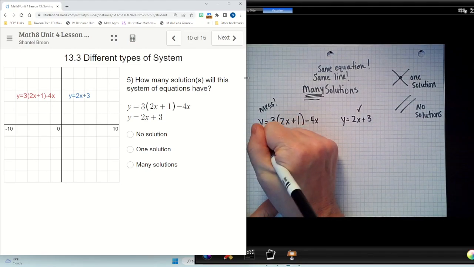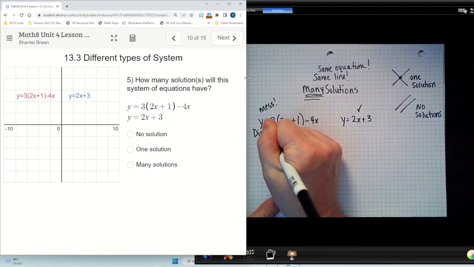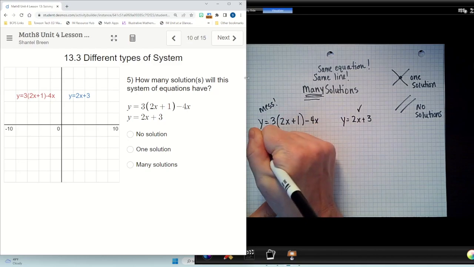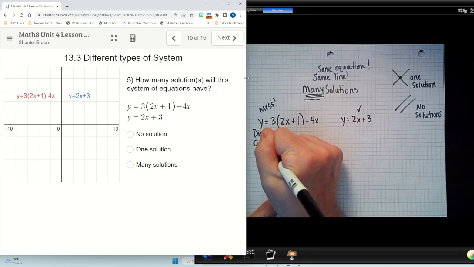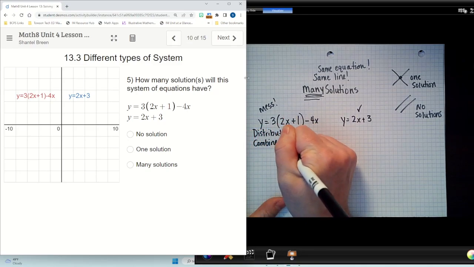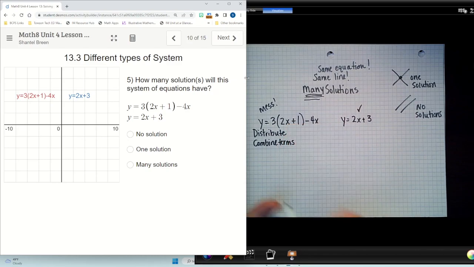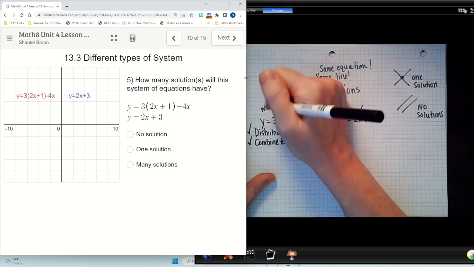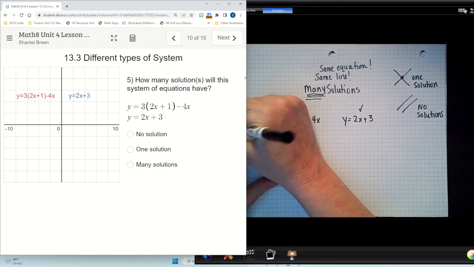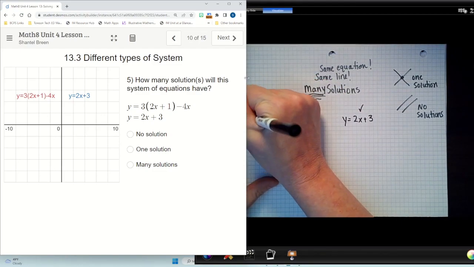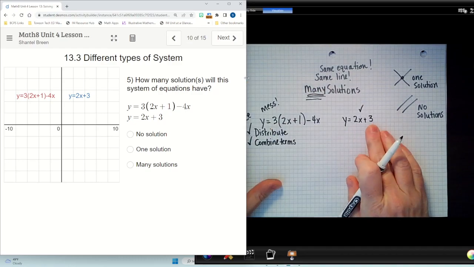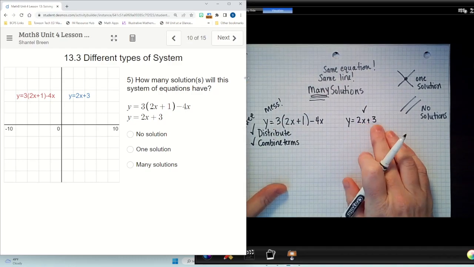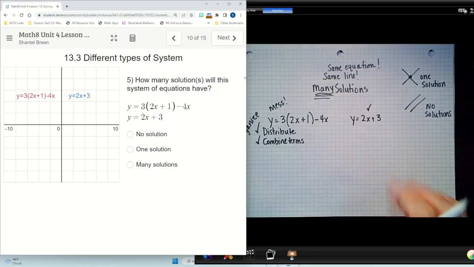Remember, we've been practicing this. Distribute, combine terms. Okay, these are the things you need to do when you have messy equations. So distribute, combine terms, because you want to organize. That's your goal, is to organize. You need one set of variables and one set of numbers. So let's see what happens when we fix this. Let's use the distributive property first.